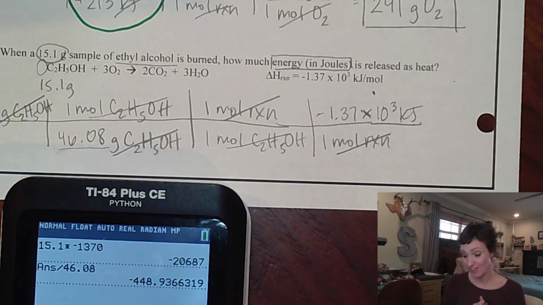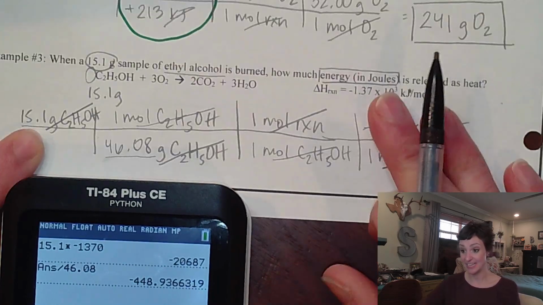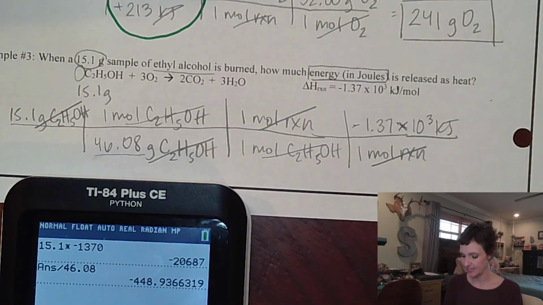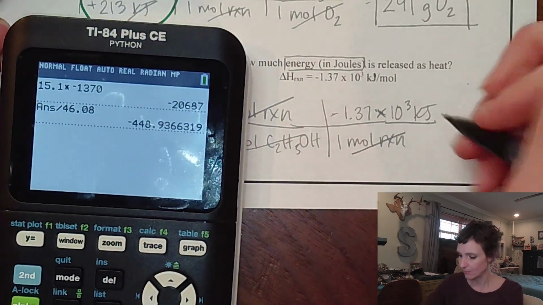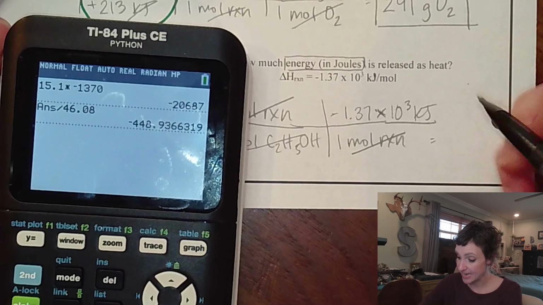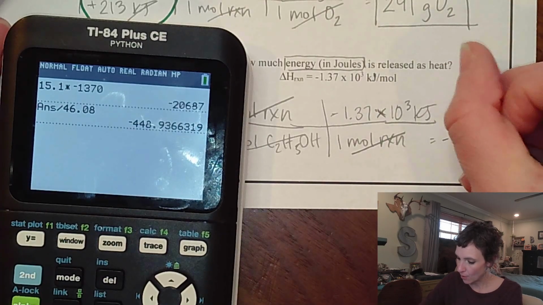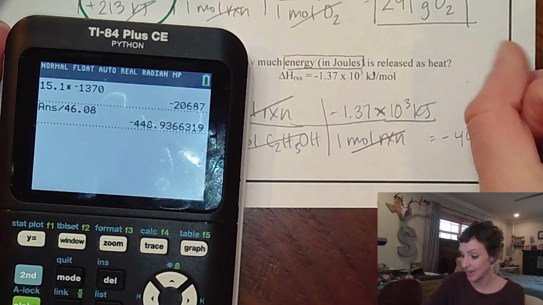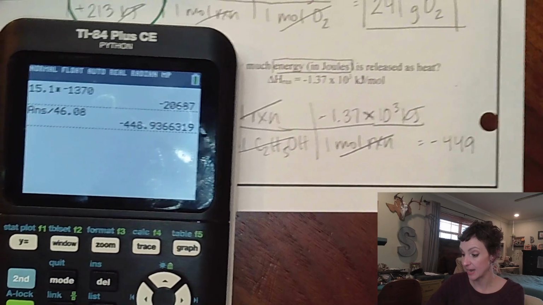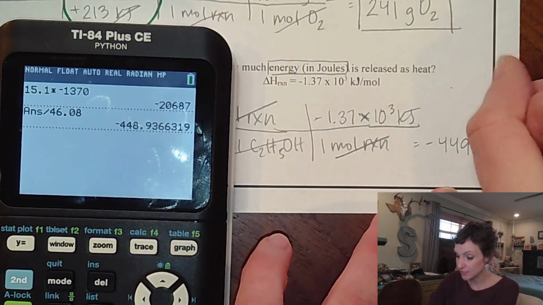How many sig figs? That's got 3 sig figs. My given has 3 sig figs, which means I need my answer rounded to 3 sig figs. So rounded to 3 sig figs, I have a negative 4, 4, and then my last number is going to be actually a 9. That 8 is going to be rounded up to a 9. Now the units for this are kilojoules.